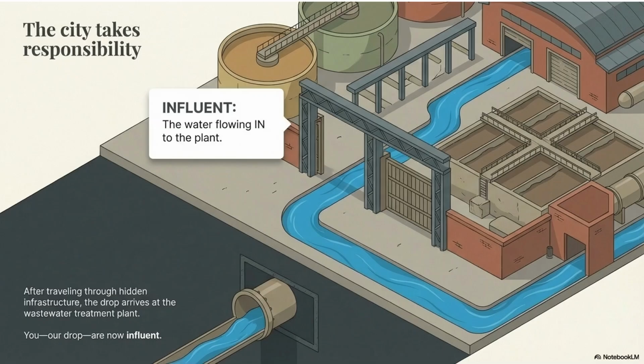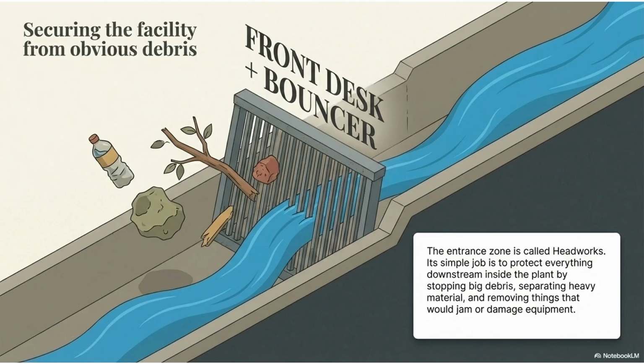Now, something changes in your environment. Until now, you've been traveling through hidden underground infrastructure, but ahead of you is a destination, a wastewater treatment plant. This is the place where the city says, okay, now we take the responsibility. And right at the entrance, we introduce our first vocabulary word, influent. It means the water flowing in to the plant. You, our drop, are now influent.